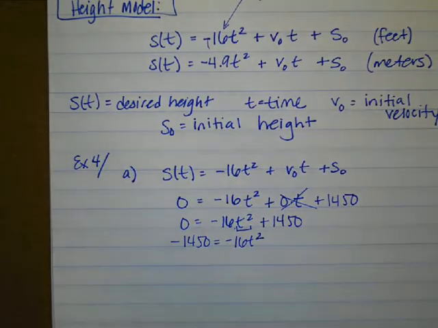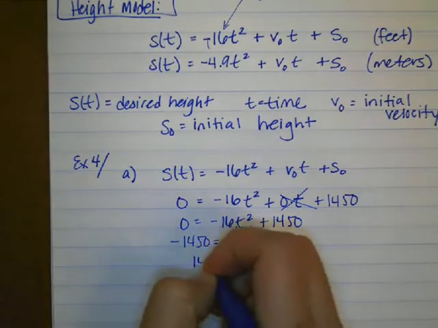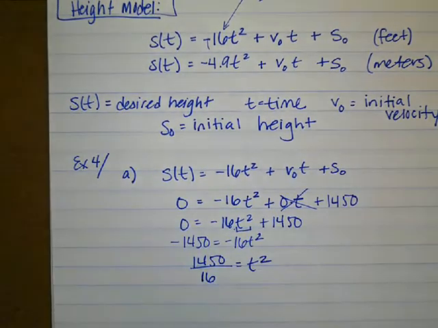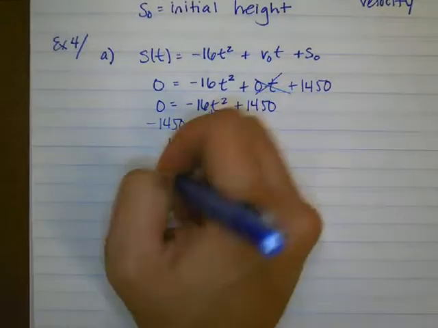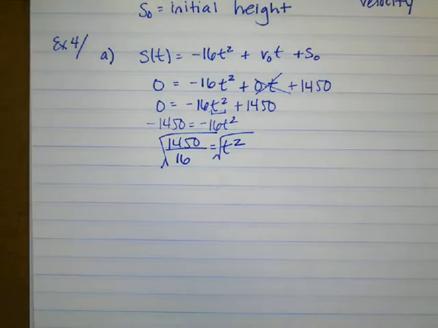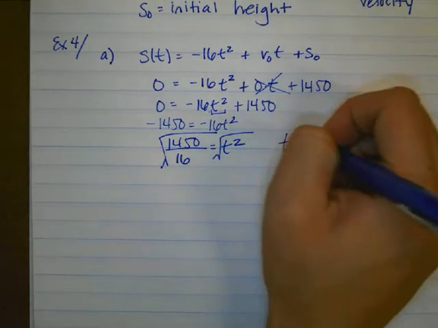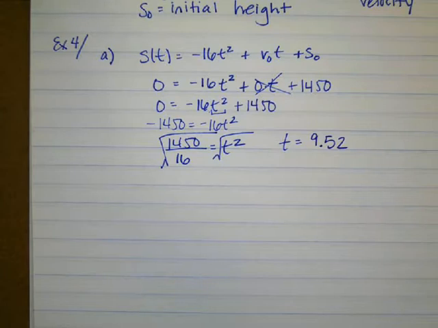Divide by 16. Good. Okay, and if we do that, the negatives cancel out. And then what do I have to do to solve for t? Square root it. Yeah. Okay, so I'm going to just figure that out right here. So I take the square root of 1450 divided by 16. Getting 9.52. What are the units on that?